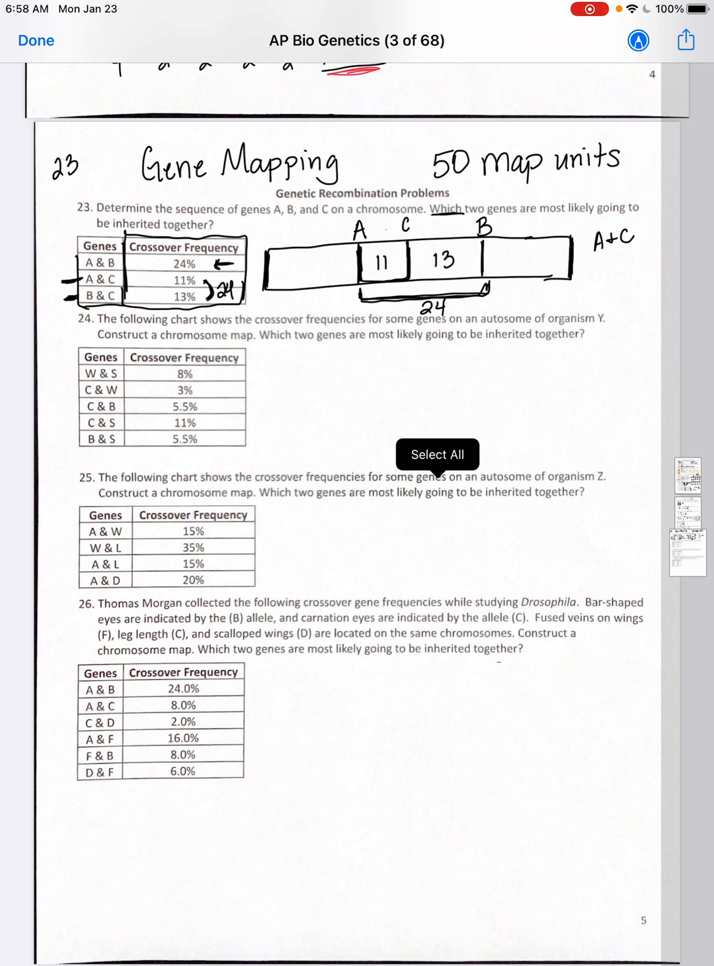So then let's look at 24. I'm going to do 24 with you, and then I'm going to ask you to pause the video and try 25 and 26 on your own, and then you can start the video again and see what I do, just so we can see if you can do this on your own, okay? So for 24, again, always start with drawing your chromosome, your rectangle.